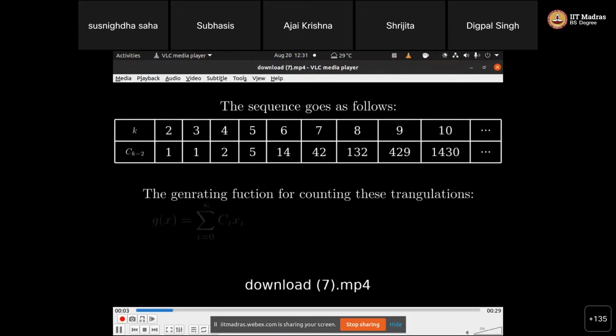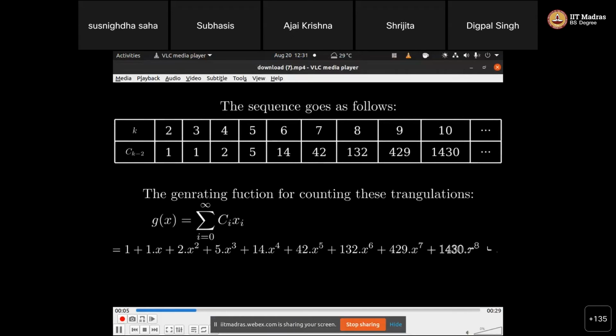So these are the terms of Cn up to 10, and we are just taking them as the coefficients. So you get that. A surprising amount of insight can be obtained by mathematically manipulating and analyzing these generating functions. So let's try to look at what we can do with this generating function for triangulation.